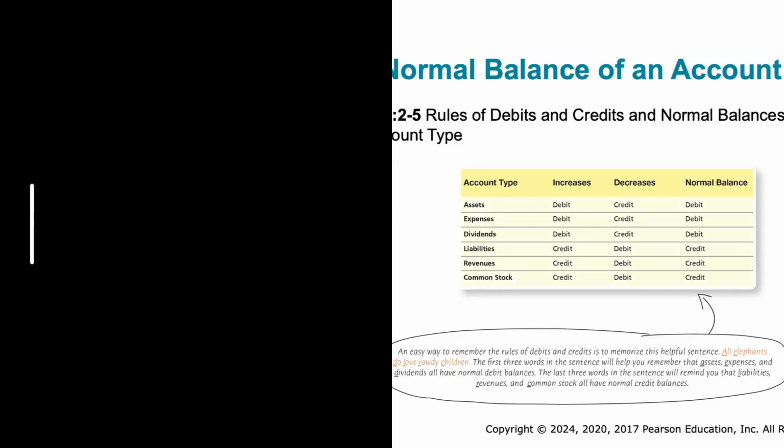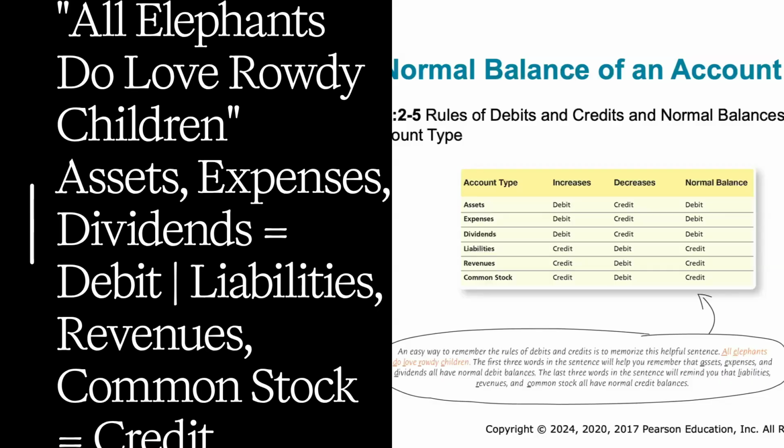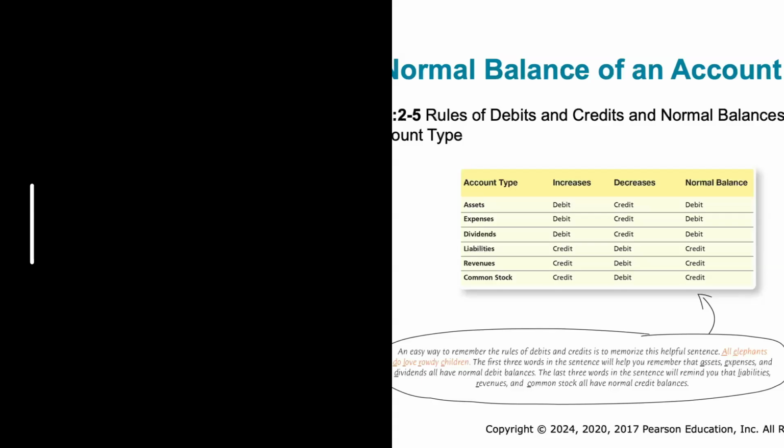An easy way to remember the rule of debits and credits is to memorize this helpful sentence. I didn't memorize it, but maybe this helps you. All elephants do love rowdy children. The first three words in the sentence will help you remember that assets, expenses, and dividends all have normal debit balances. The last three words in the sentence will remind you that liabilities, revenues, and common stock all have normal credit balances.